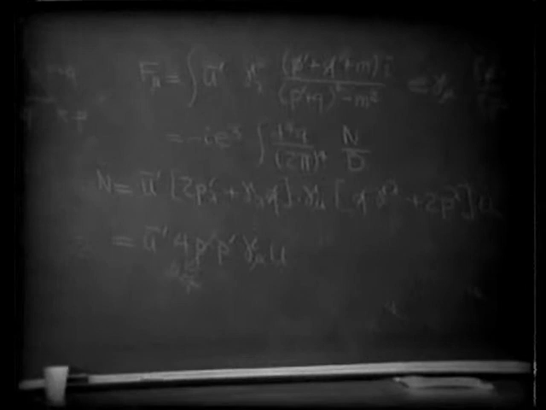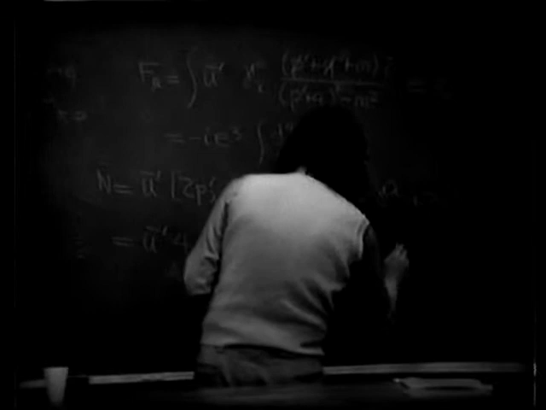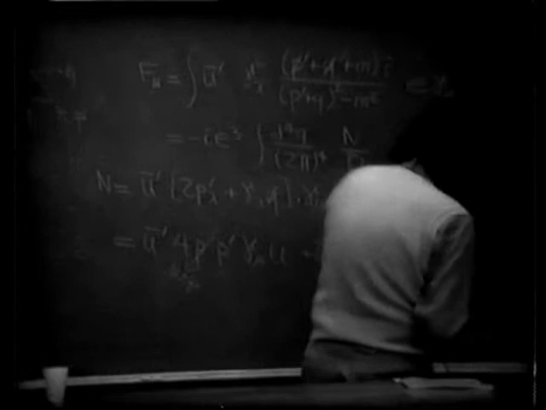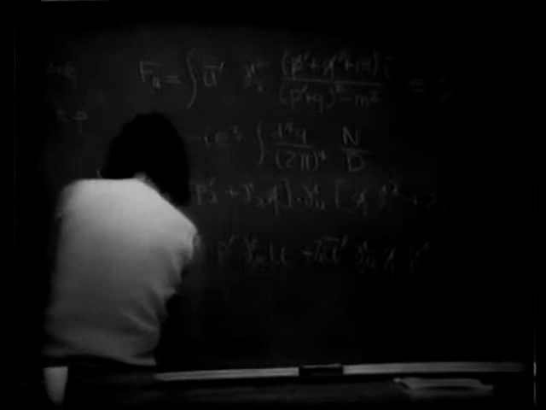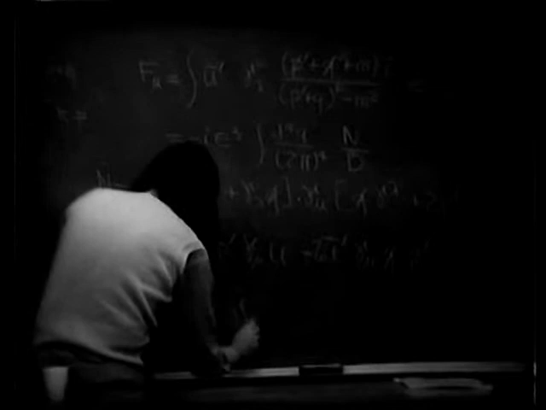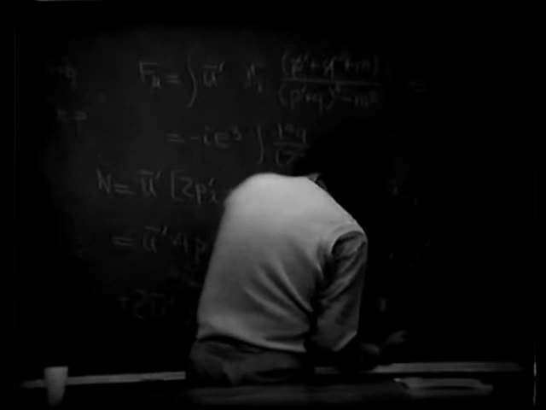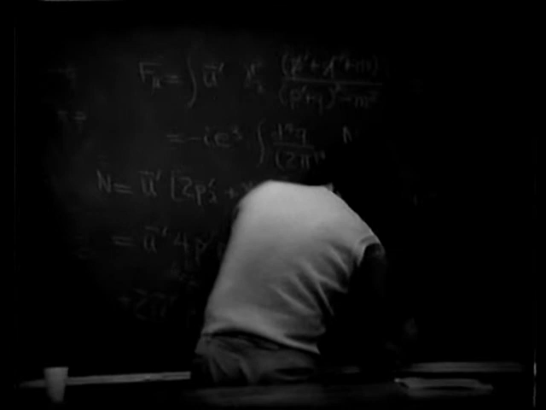The remaining terms are unfortunately not so transparent, and I have to write them out. u bar prime gamma mu q slash 2 in front, q slash p prime slash u, plus 2 u bar prime p slash q slash gamma mu u, plus u bar prime q slash gamma mu gamma lambda q slash gamma mu q slash gamma lambda u.